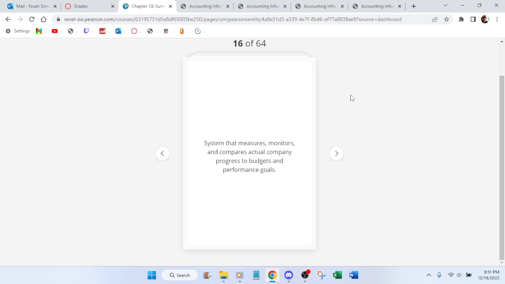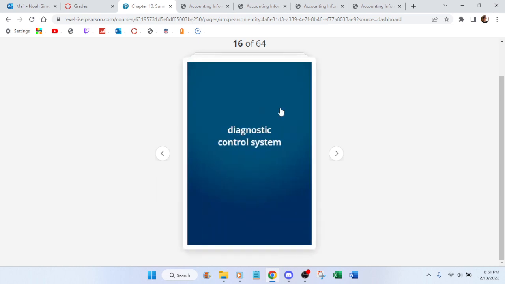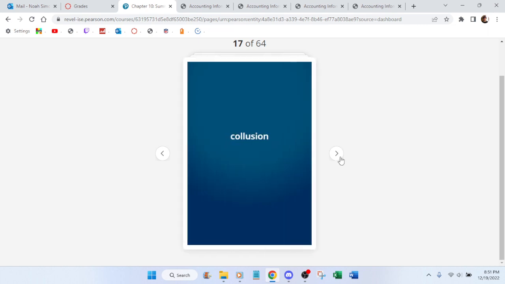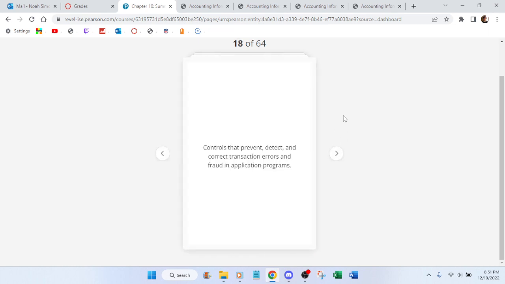System, like where was all this stuff? System that measures, monitors, and compares actual company progress to budgets and performance goals. Diagnostic control system. Cooperation between two or more people in an effort to thwart internal controls. Collusion. Controls that prevent, detect, and correct transaction errors.